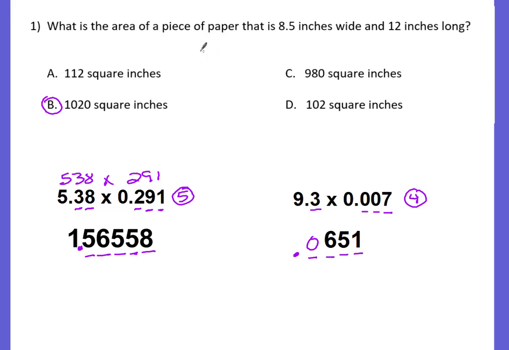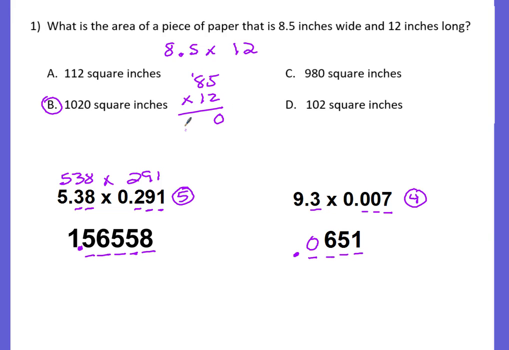Now let's go back to the problem that we had. We had, what is the area of a piece of paper that is 8.5 inches wide and 12 inches long? So this is multiplication because we're looking for area. So write your expression. Always write your expression. 8.5 times 12. Okay, let's get rid of the decimal points. Getting rid of the decimal points means that we're going to have 85 times 12. You just multiply as if they're whole numbers. So you do the math.